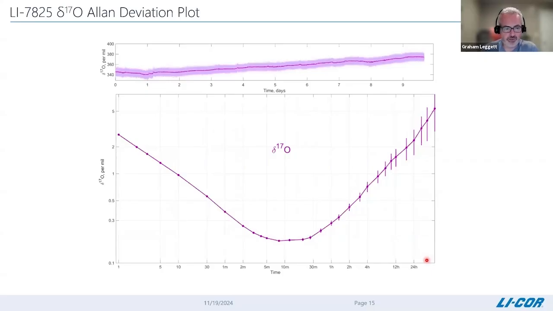And quite unique to an instrument of this type, we also do report delta 17O. So we're measuring the fourth least abundant isotope. And so we report delta 17O with a short-term precision of around 3 per mil in 1 second, down to around 0.2 per mil in 5 minutes.